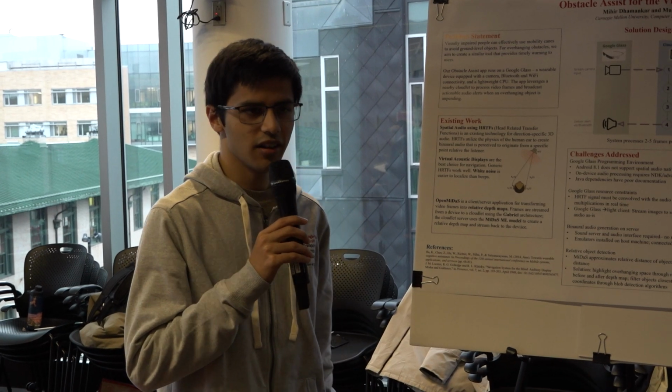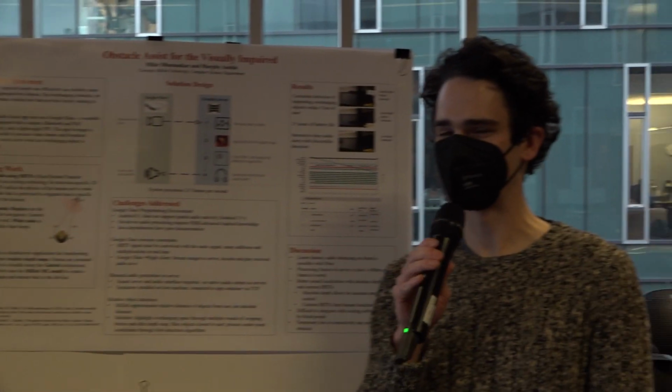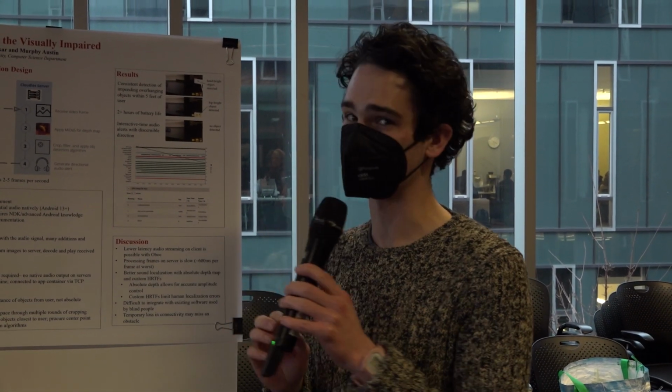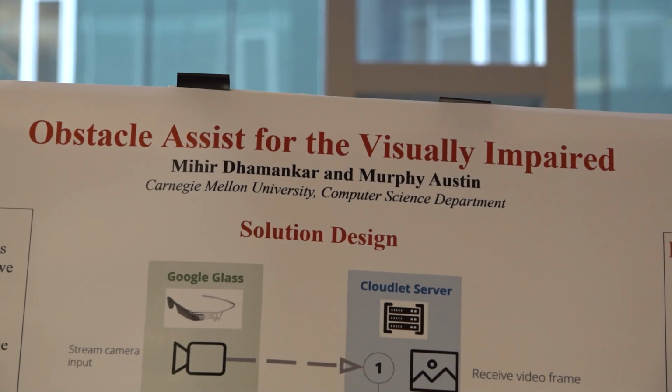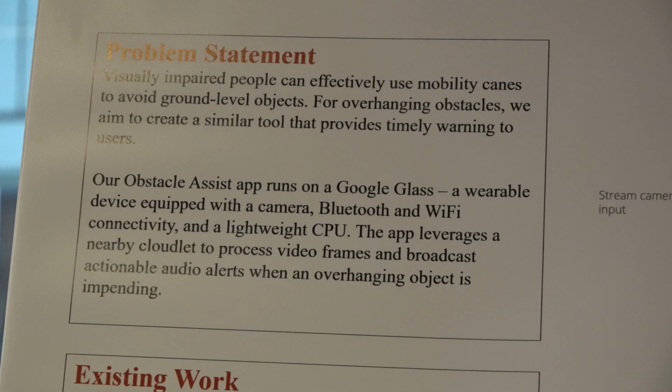Hi, I'm Mihir Dhamankar. And I am Murphy Austin, and we are presenting our final project, which is obstacle assistance for the visually impaired. So the problem that we're solving here is creating an application that serves visually impaired users, specifically for identifying overhanging objects that are potential obstacles.